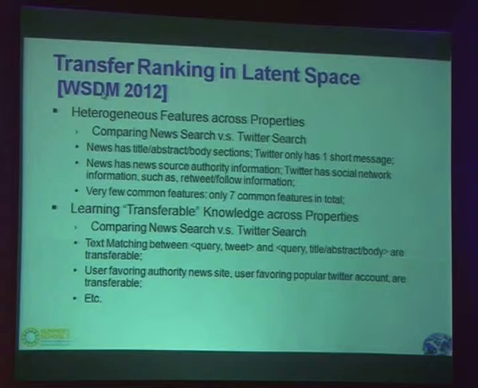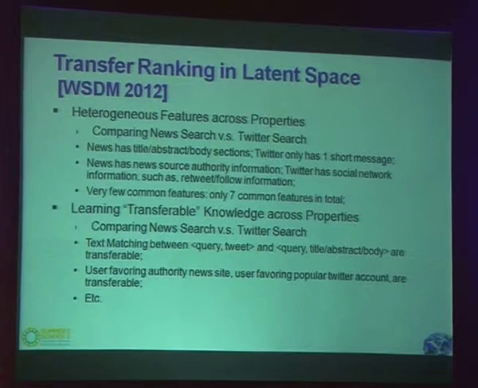For news search, for example, in our data set, there are hundreds of features. For Twitter search, there are hundreds of features. But comparing these two, only 7 features are common features. So the majority, the dominant features, are different, they are heterogeneous. However, we can still learn some knowledge which is transferable knowledge across different properties.